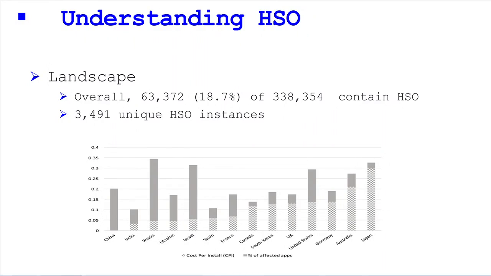And in this part, we introduce the measurement result. Overall, more than 18% of applications in the wild contain HSO. But the majority of these HSO are related to shared libraries. So in terms of unique HSO instances, we have found about 3,500. The graph shows the distribution of HSO across countries. If we compare the percentage of HSO applications with the cost per install, we find that Russia really stands out.